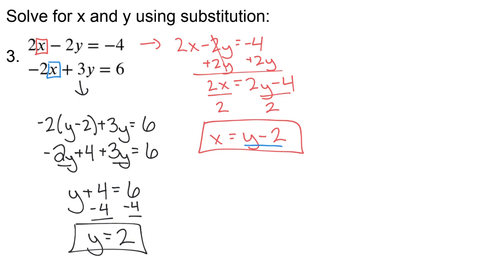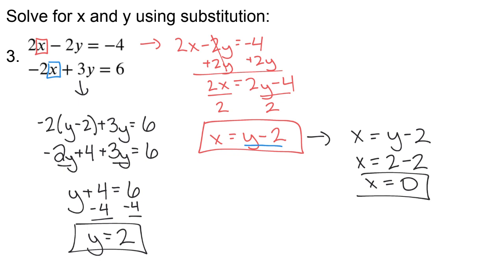We just got to now go find x. Earlier, we said that x is equal to y minus 2. So now we're going to use this to solve for x. If x is equal to y minus 2, and we know from over here that y is equal to 2, we can put 2 in the spot of y and solve for x. So the coordinate point where these two lines cross is at 0, 2.